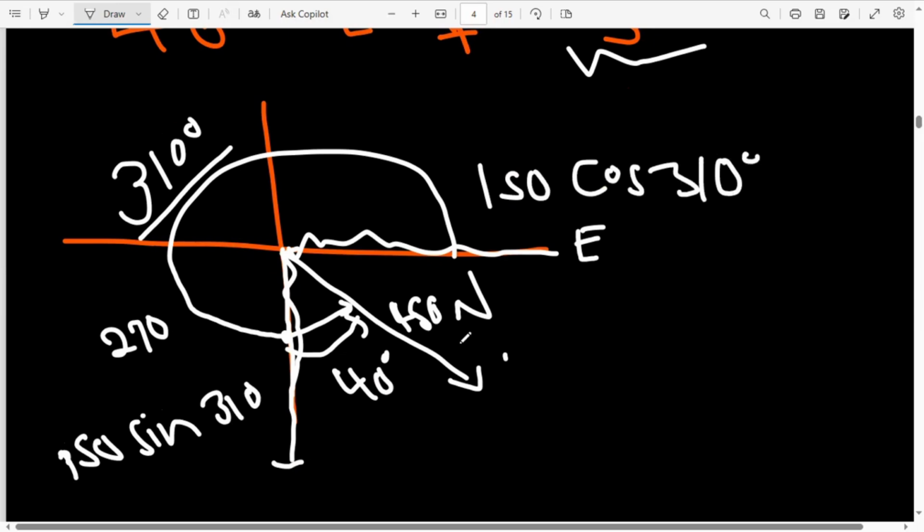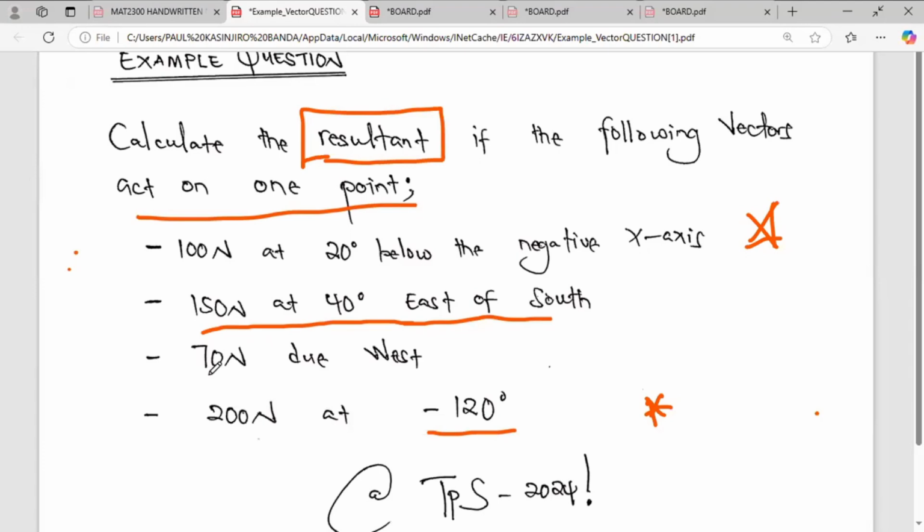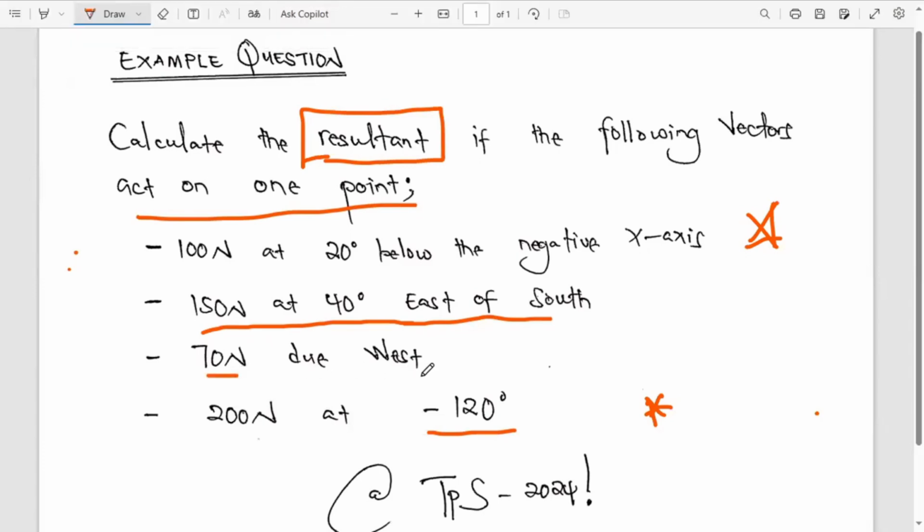Okay, so we've resolved the second one there. If there are any questions, you are free to ask. Otherwise, I'll move to the third one. So the third one now says 70 newtons due west.